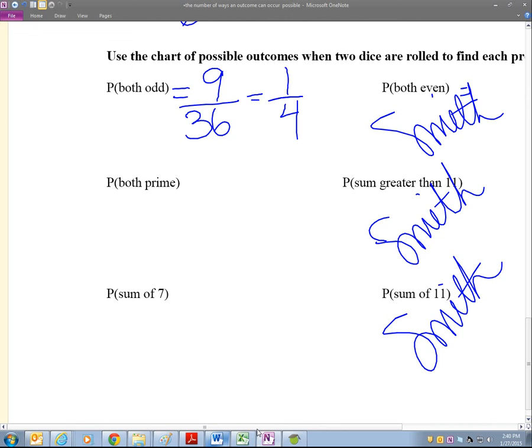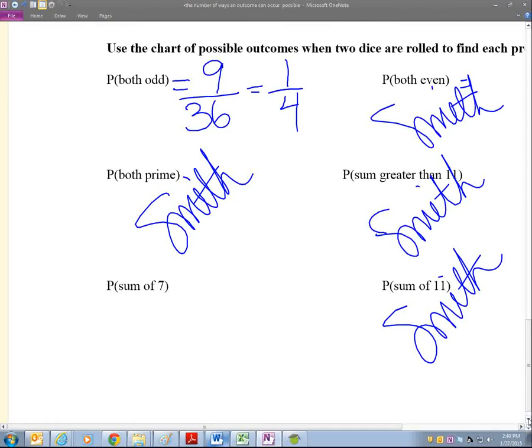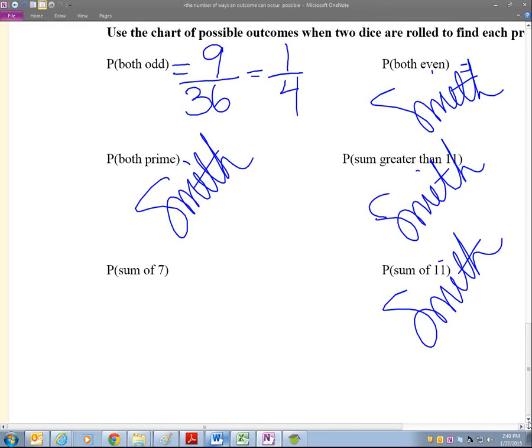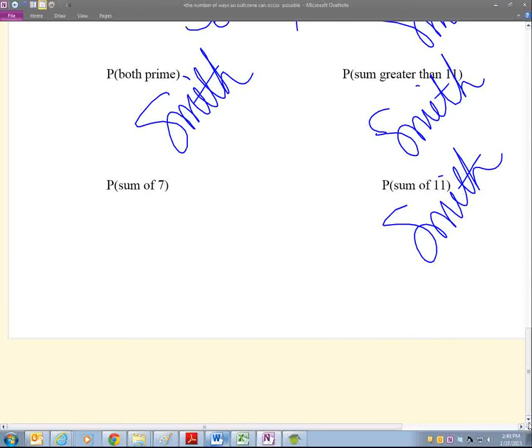Both prime, we'll do that some other time. Let's just do the sum of 7. And I can be quiet and you guys will just look at the homework and then you'll have a 3-minute rule. So sum of 7. So what numbers are we looking for when the die gets rolled? It's out of 36. Good. So we can automatically put that.